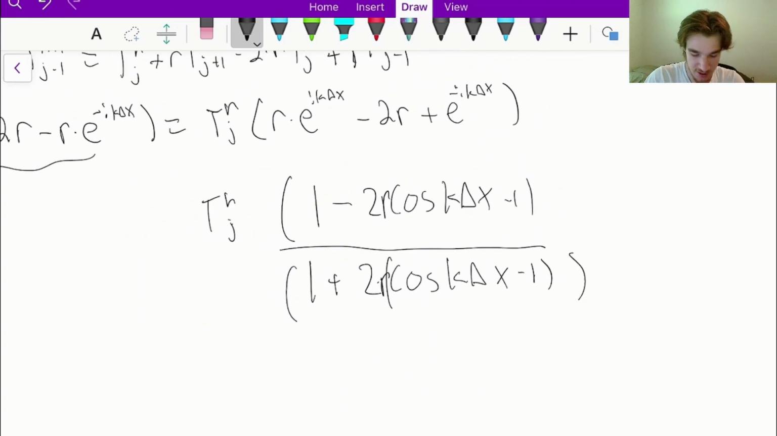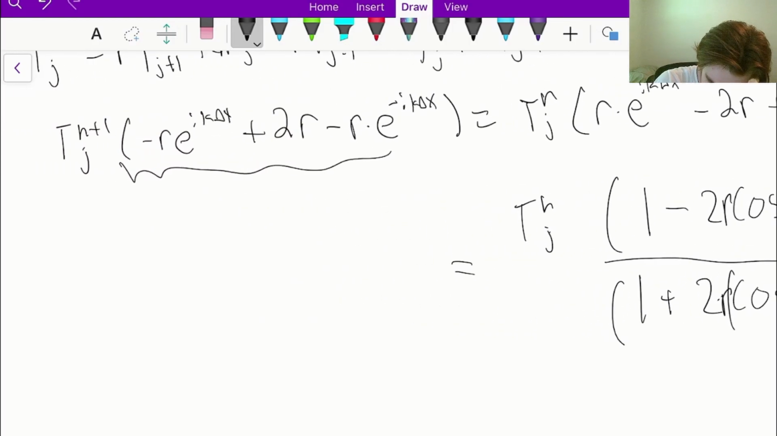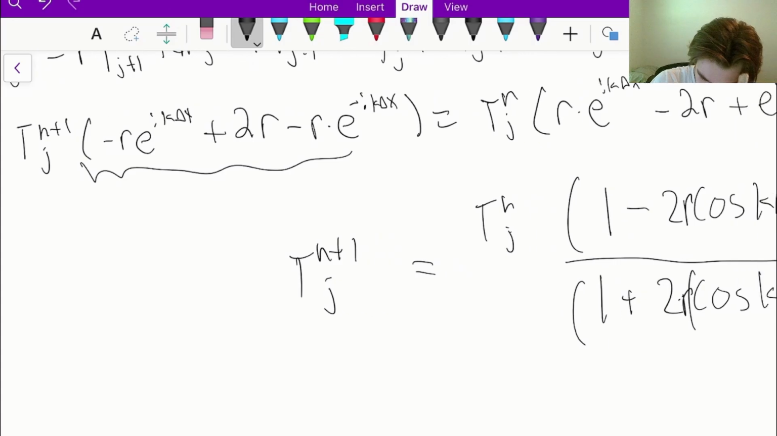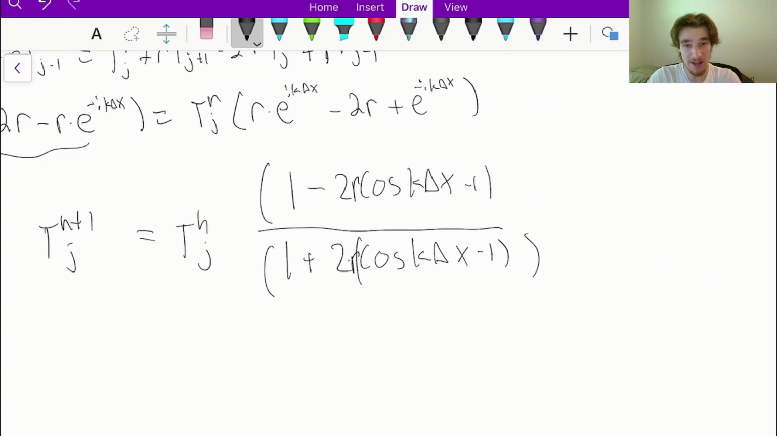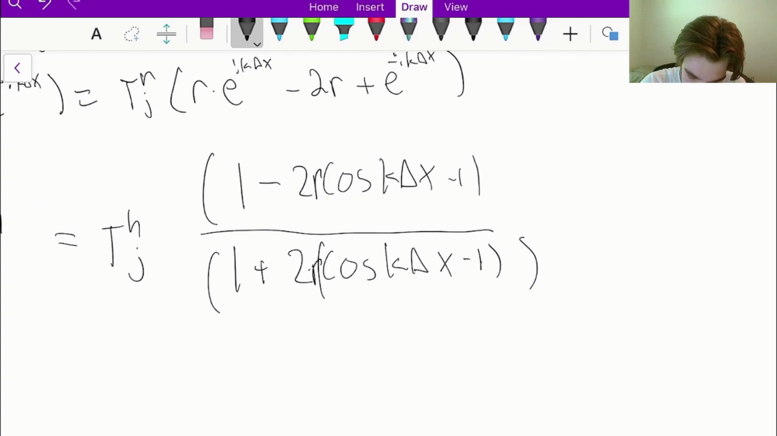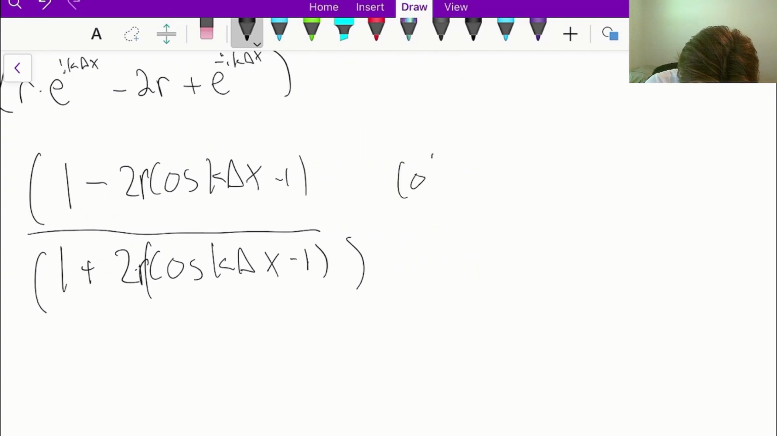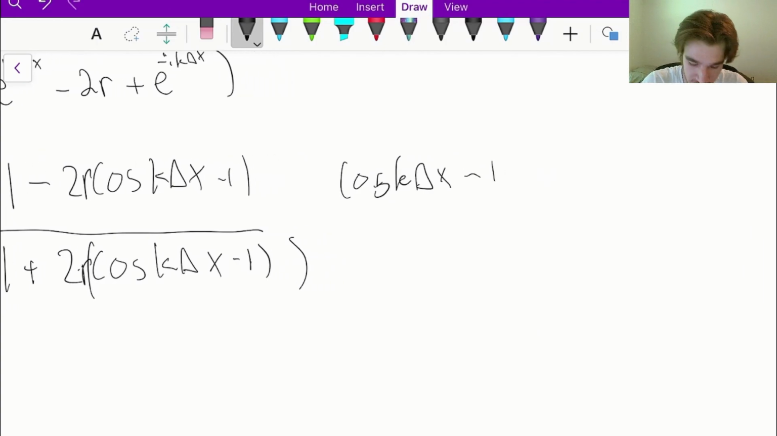So once we have that right there, this is all going to be equal to T n plus 1 of j, and then we have this in big T n j. So now that we have that all right there, we can go ahead and start simplifying this a little bit. So we know that cosine of k delta x, or we can add the minus 1 on here, this is always going to be positive, because this can range from 1 to negative 1.